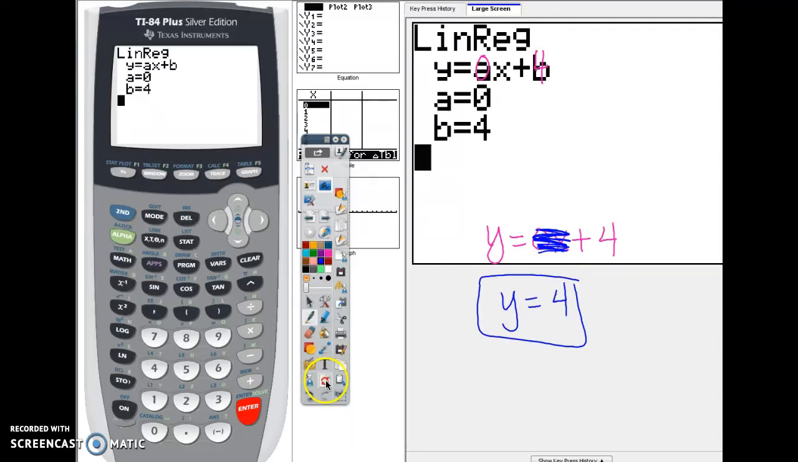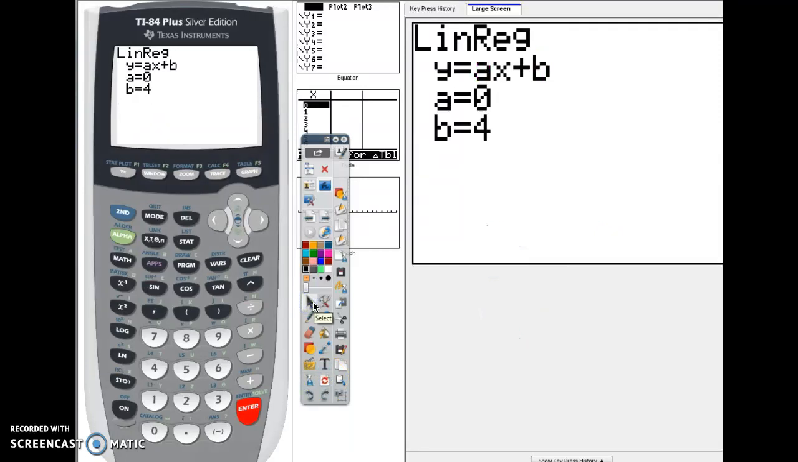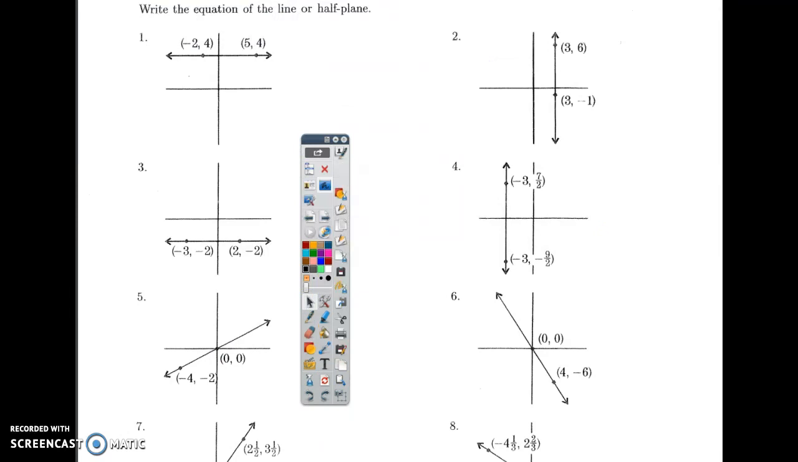Let's do problem number 2 because those repeat as well. Problem number 2, okay, when I put this in my table, 3, 6, and 3, negative 1, what's repeating? The x's, right? The x's are all 3's. So I'm predicting that my equation is going to be x equals 3. That's what I'm predicting because my x's are always going to be 3. So we're going to put that in the calculator.